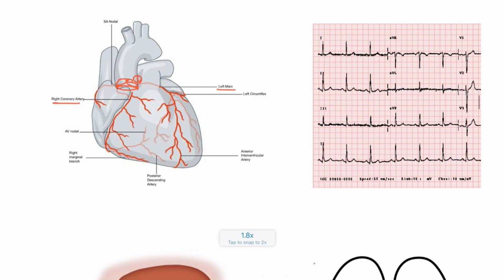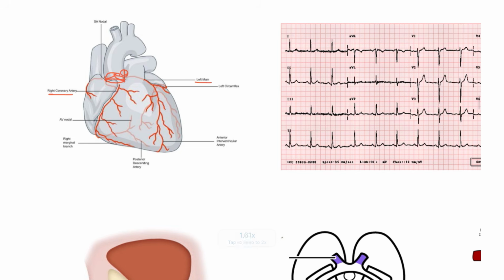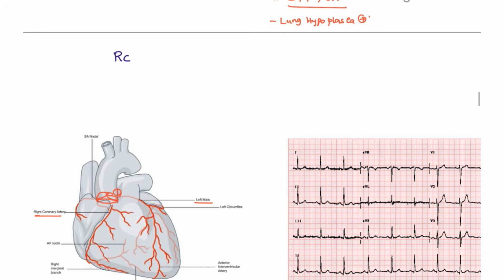The right coronary artery gives the SA node artery and also the AV node artery. Okay, and the right coronary artery is also going to have the right marginal artery, sometimes on the posterior side also. The posterior interventricular artery is also formed by the right coronary artery only. Next, the left side is mostly on the anterior side only.